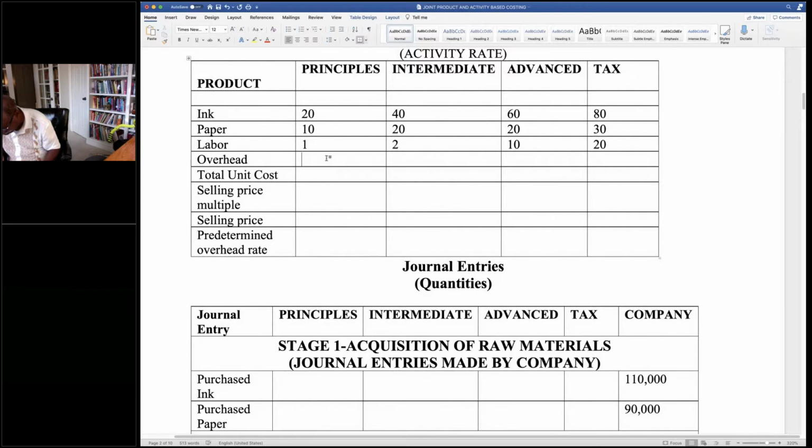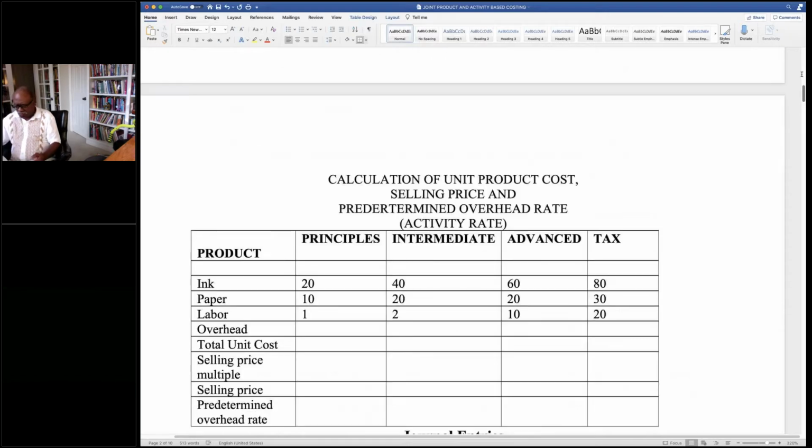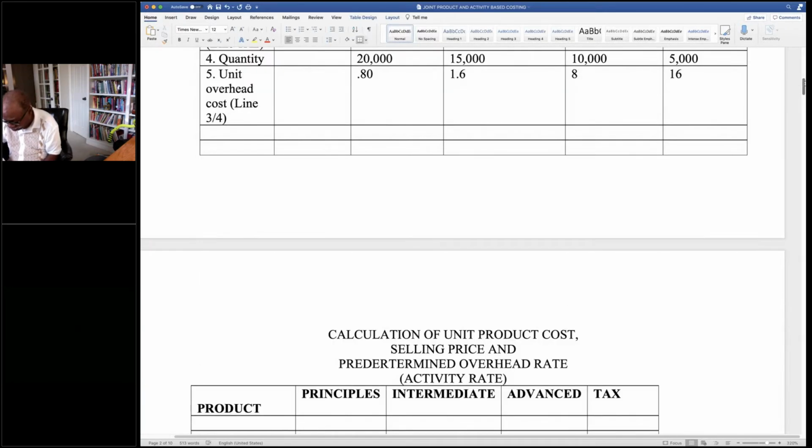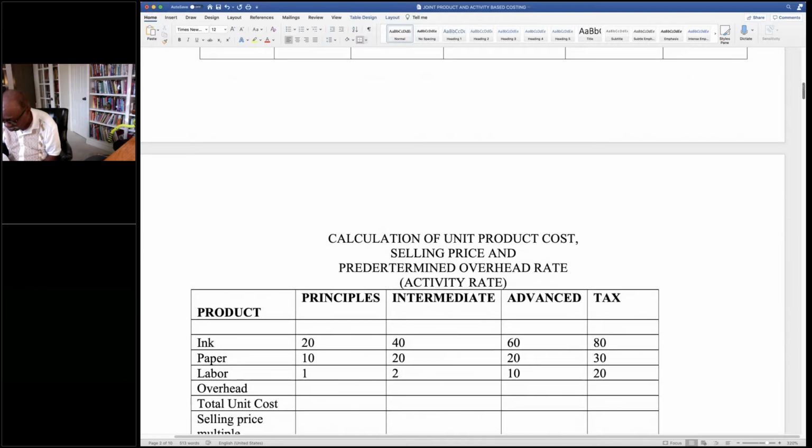All right. So for the overhead, we found that out in the above. Sorry. Can you record this? It is recorded.